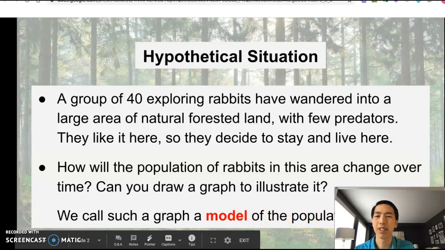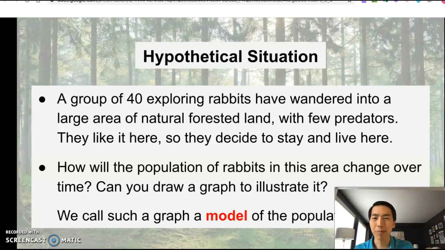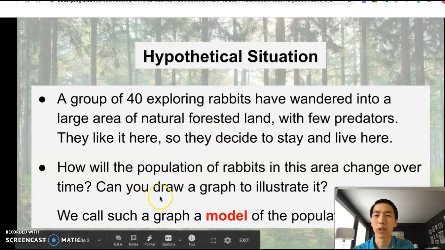Okay, so there's a chunk of land. For some reason, rabbits have not been living in this land so far, but this group of 40 rabbits has now discovered this land. So they start living in it. And then they also notice that there's not a lot of predators there. So it's a really ideal situation for these rabbits. And the task is to guess how the population of these rabbits might change. Will it go up? Will it go down? Will it stay the same? And to represent that population change over time through a graph.